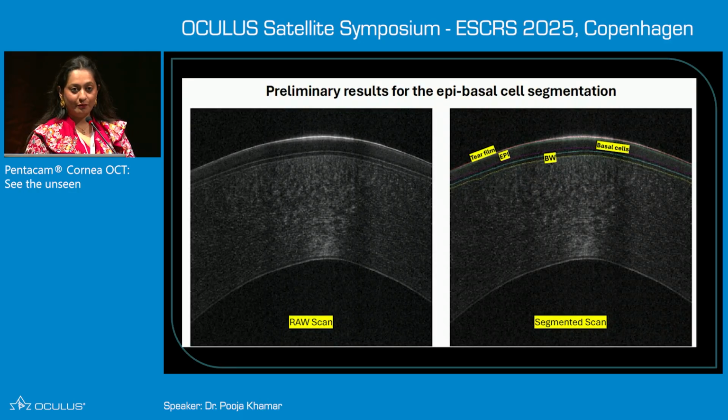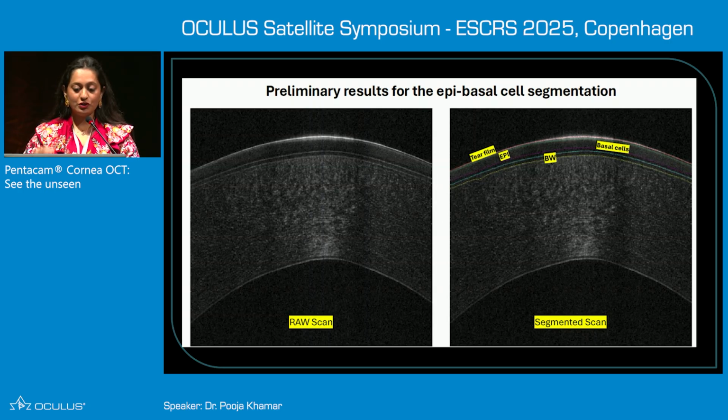Now, as Professor Renato already highlighted, because of the resolution of the OCT, we are not just able to look at the epithelium or the Bowman's membrane or the stroma, Descemet or endothelium. Even in the anterior surface, the eye starts from the tear film, and we are also able to look at the tear film. And in the epithelium, we at times can make out how the epithelium looks and how the basal cell health is, whether it's healthy or not. And this is how a raw image looks, and this is how a segmented scan looks.